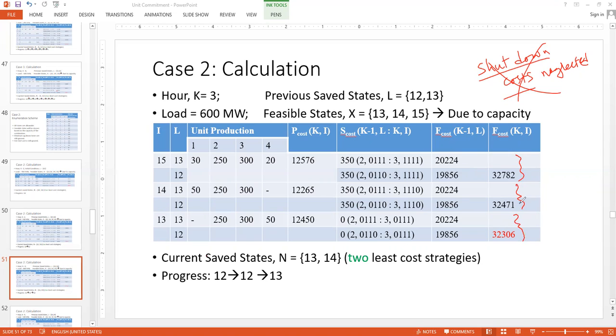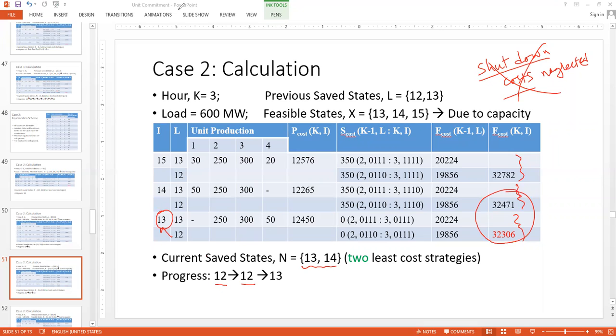Now you again store the 2 least cost strategies. So now you see the progress has changed. We are no more at state 12, rather we are going to state 13, because state 12 is no more a feasible state. So we can't stay at that. We have to change our track. So from 12, we are actually jumping to 13. And accordingly, the cost is 32,306. This is the least cost. And the 2 least cost strategies are also updated. It is no more 12 and 13, rather it is now 13 and 14.